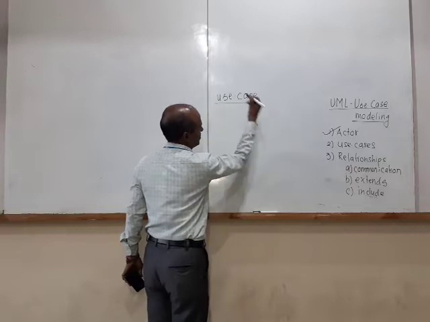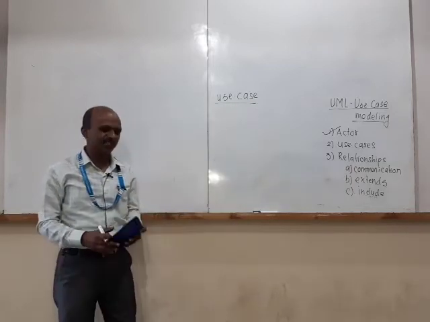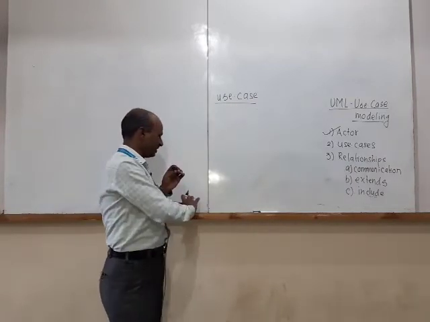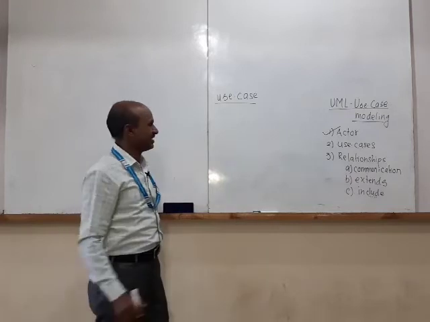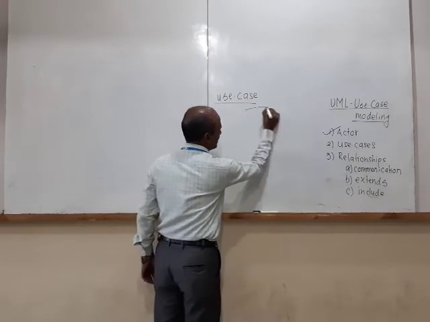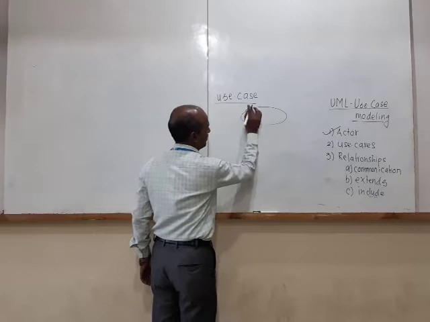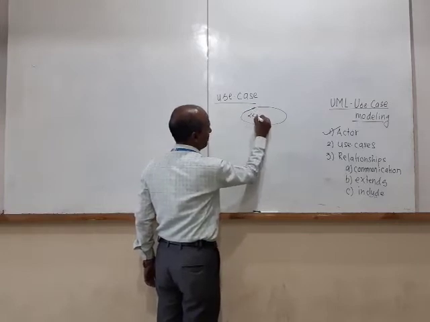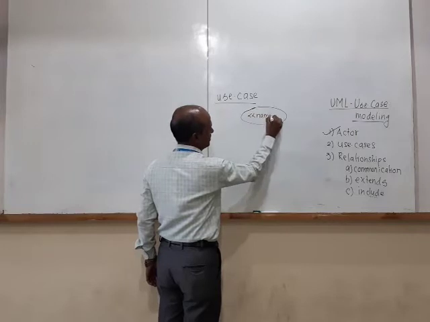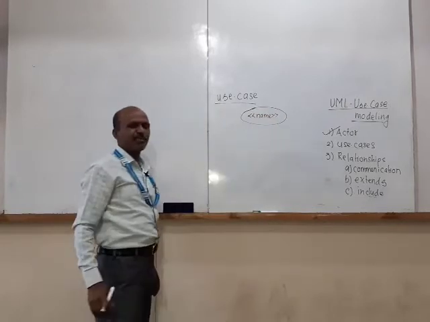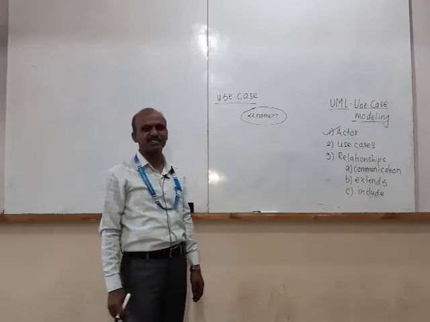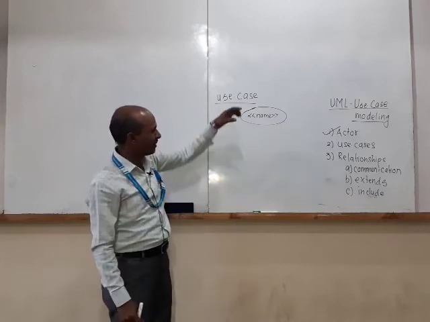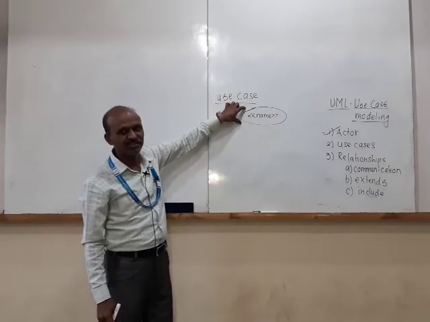Use case. So again, we first see it syntactically. In UML, syntactically, a use case is represented by an oval, and within that oval we write the name of that use case. This is a simple representation of the use case.